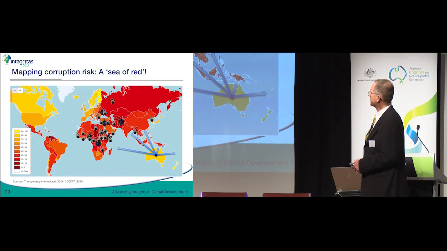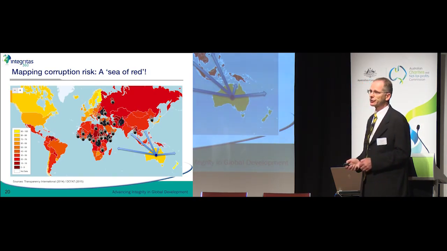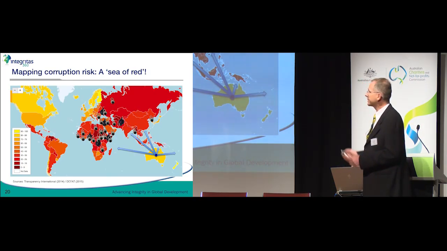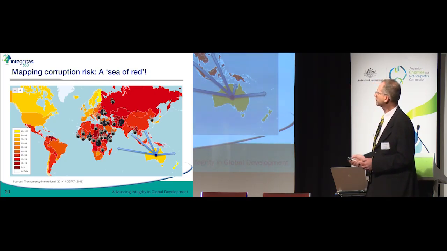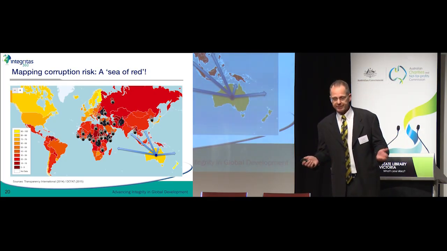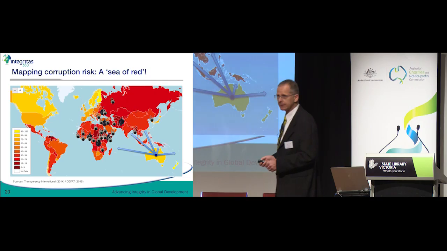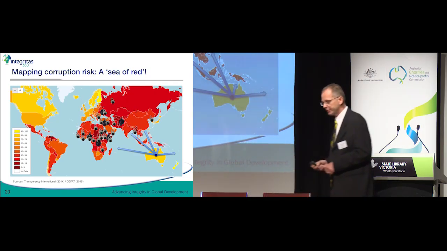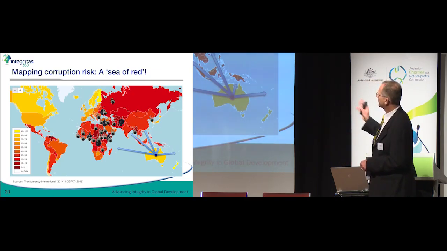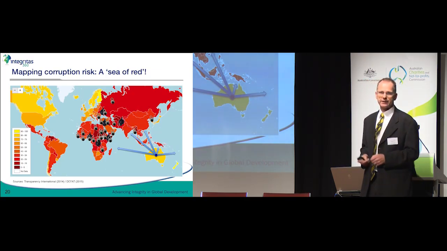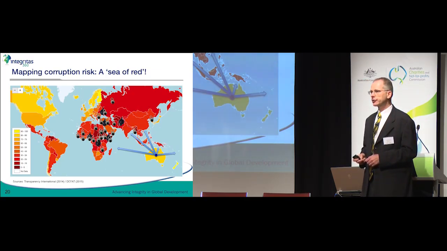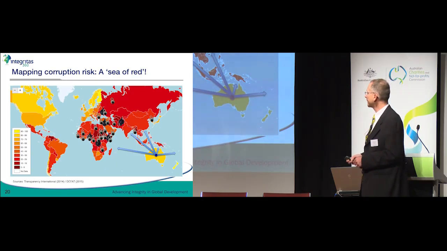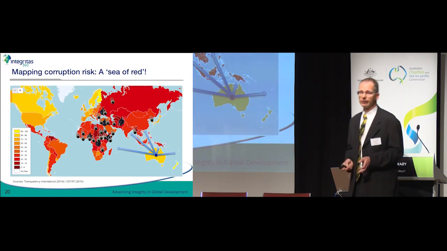So let's have a look at this. This is Transparency International's Sea of Red. This comes from their Corruption Perception Index, and it is a perception index. It's very important to note up front. What this says is the darker red the country, the higher the risk and the higher the level of corruption that you'll be facing. There is a lot of dark red out there.